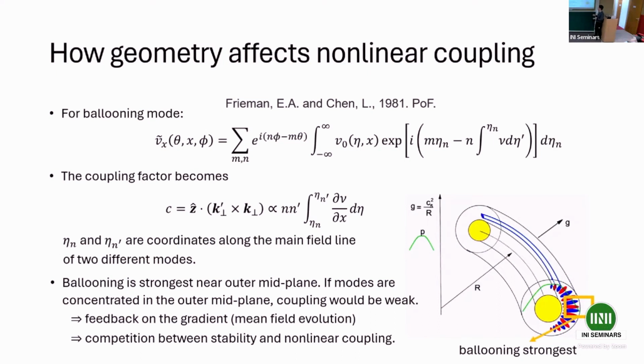So here we have a competition between the mode stability and the nonlinear coupling. Similar to the quasi mode, since the coupling is very weak, finally we will have a feedback on the mean gradient.